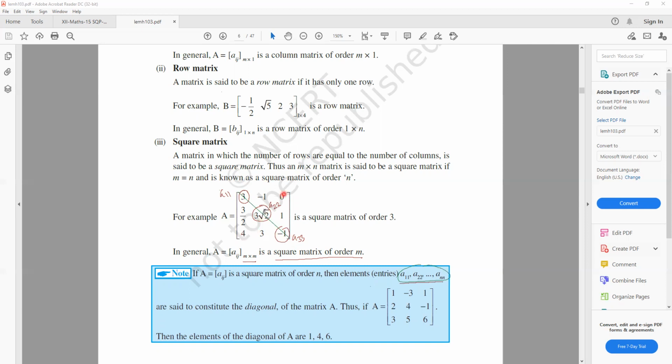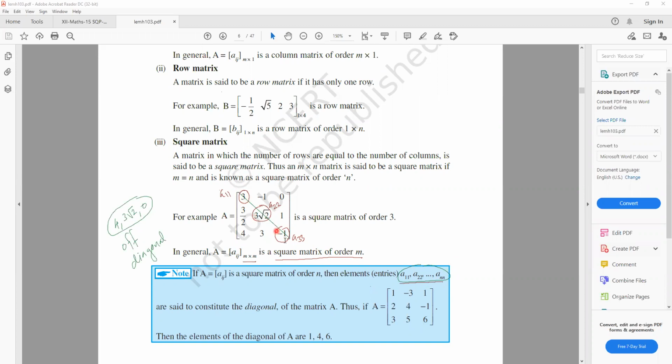The other elements we normally call off-diagonal. This term is not in the book, I am just telling you generally. Sometimes we call them off-diagonal, like here 4, 3√2, 0 are called off-diagonal. But diagonal elements of a square matrix means those elements which come in the diagonal position, that is the position A11, A22, A33, A44 like that.